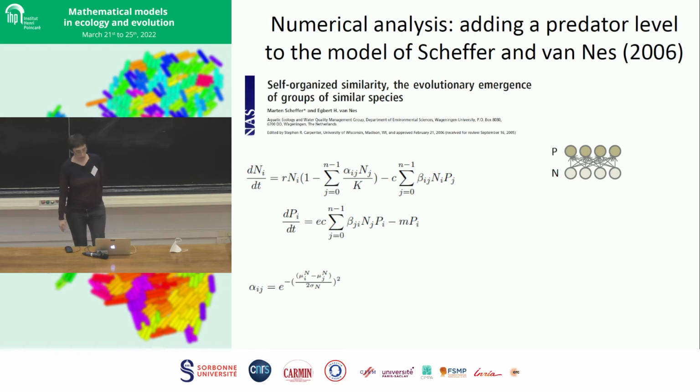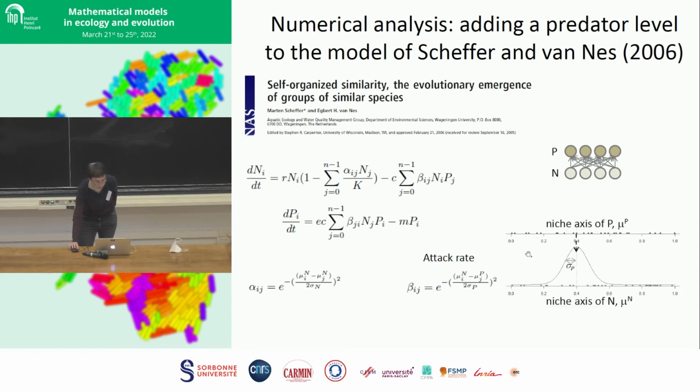So the model, we just add a predator level. We have the same number of predators as prey. If you have n prey, you have n predator species in this model. You have a competition part, which is basically the same as in MacArthur and Levins, and the same as in the Scheffer and Van Nes model, which depends on the position of a prey species on its niche axis.